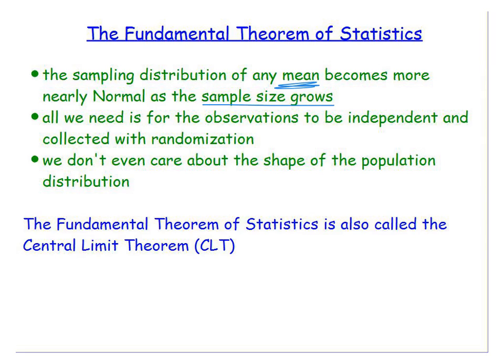All we need for the observations is to be independent and random. Independent, if you remember, meant that the first roll never affected the second roll, or the first thing never affected the second thing. And, of course, random, something we've been using a lot. We don't even care about the shape of the population. The population doesn't matter. All we're focused on is the sample. The fundamental theorem of statistics is also referred to as the central limit theorem. So we're going to take a look at how this central limit theorem works a little bit and some important information about it.